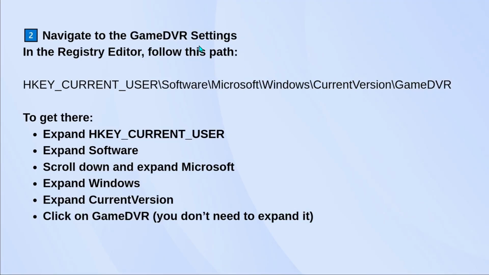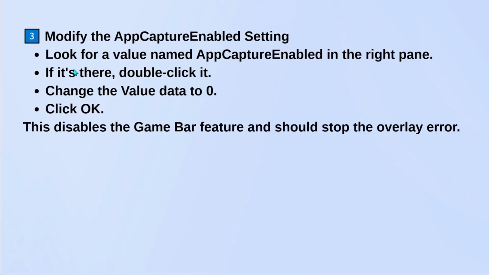Next, navigate to this path: HKEY_CURRENT_USER/Software/Microsoft/Windows/CurrentVersion/GameDVR. Once you're there, look for something called AppCaptureEnabled on the right side. If you see it, double click it and change its value to 0. Then click OK. This basically turns off the game bar feature that's causing the problem.